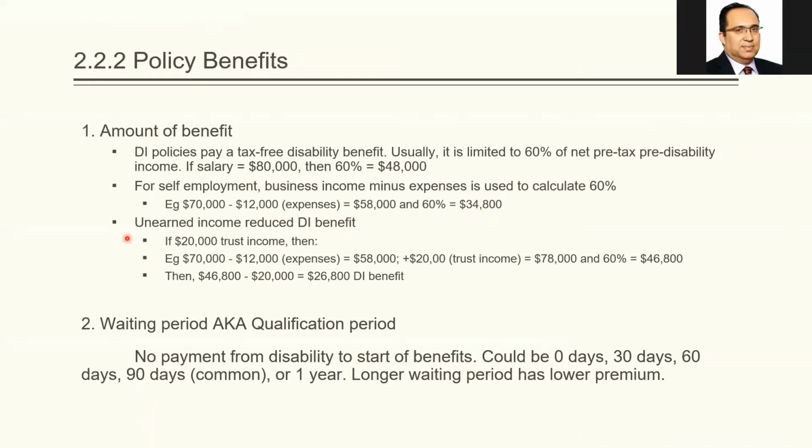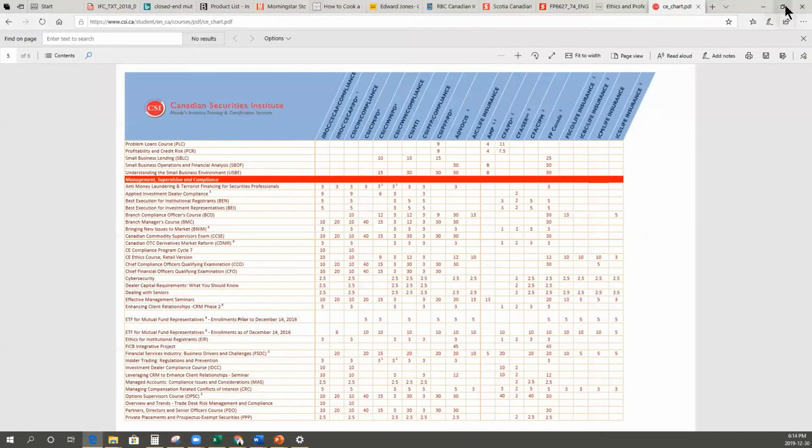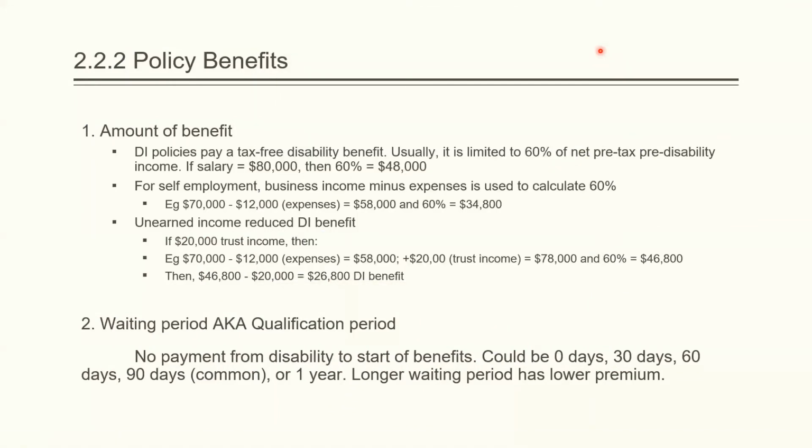And if the person has unearned income, it reduces the DI benefit. So if the person has $20,000 trust income, so they have investments and they're getting regular income from it, then the way to calculate that is we take $70,000 and we minus the expenses from it. Same way as we did here, we end up with $58,000. But now we add the trust income to it, so we come up with 78,000. Then we take 60% of that, which results in 46,800. But when we take the 46,800, the client cannot get that money. We have to minus the 20,000 trust income. So the client can get 26,800. If he gets 20,000 from the trust, it will be cut from the benefit, because it will reduce the benefits.